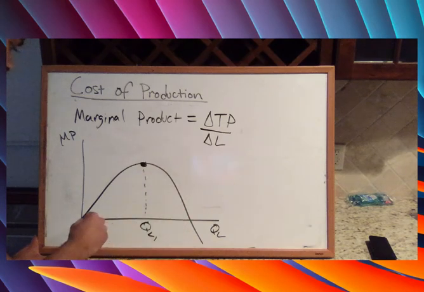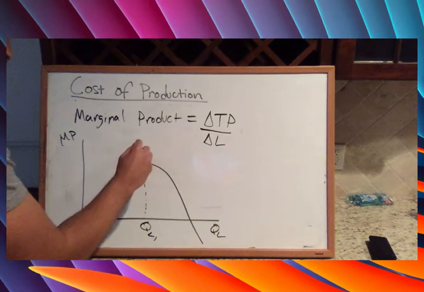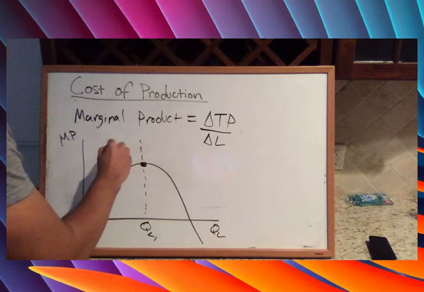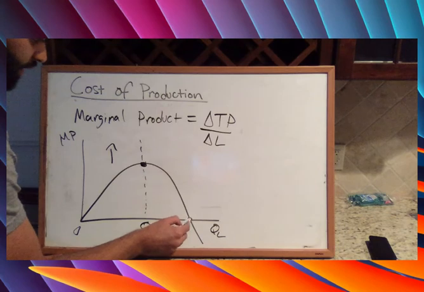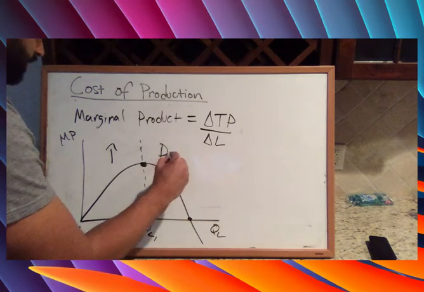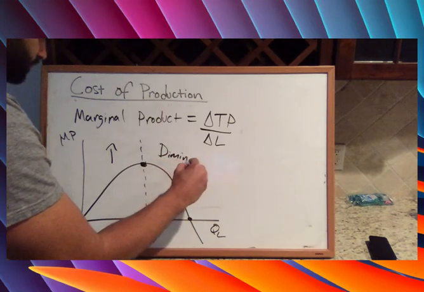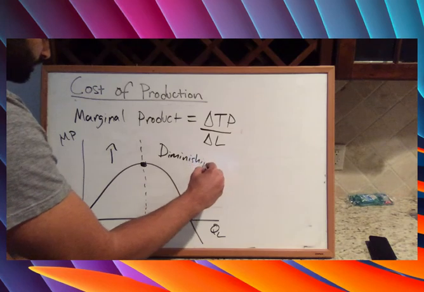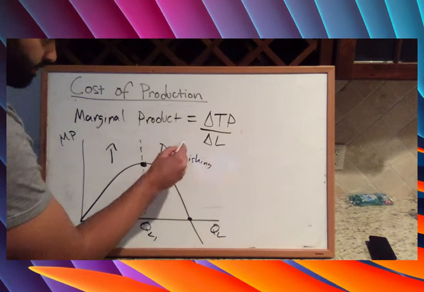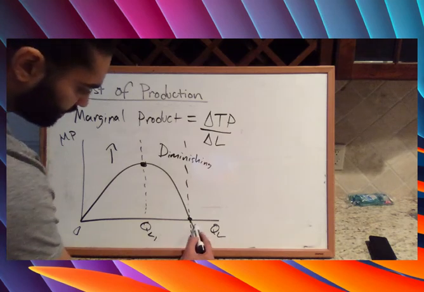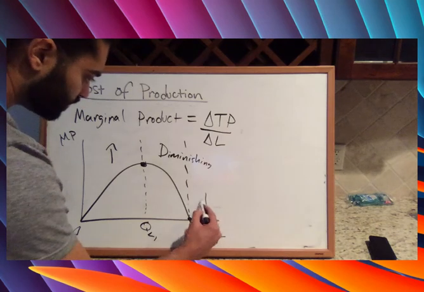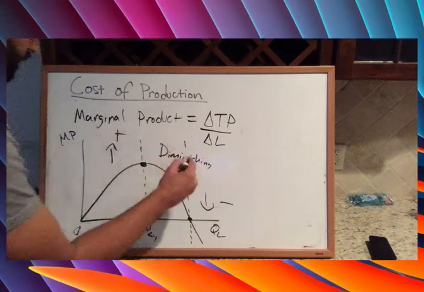So increasing returns would be from here to this point. So this would be increasing returns. From this point to when it touches the x-axis, this is diminishing. And then past this is going to be negative. So negative, positive, and diminishing.